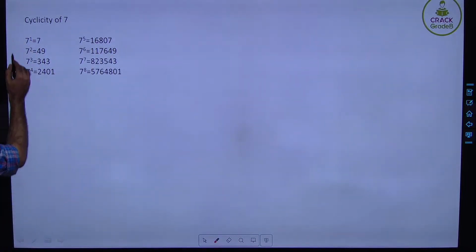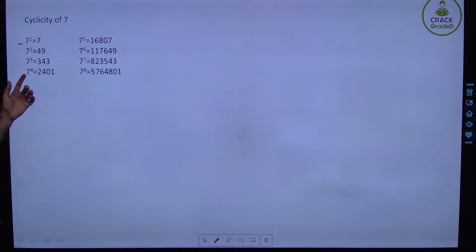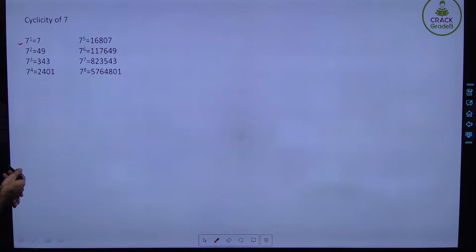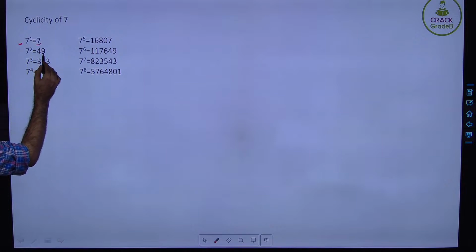Now, if you look at 7 to the power 1, we get 7. 7 to the power 2 is 49. 7 to the power 3 is 343. And 7 to the power 4 is 2401. And then 7 to the power 5 is 16807. Now, we only need to look at the unit digit.